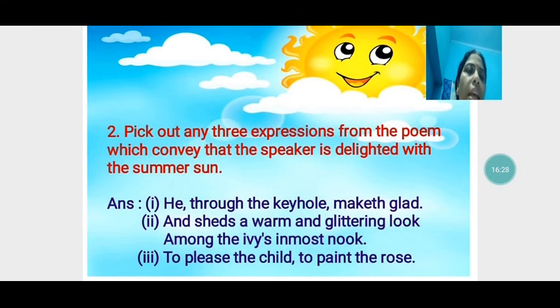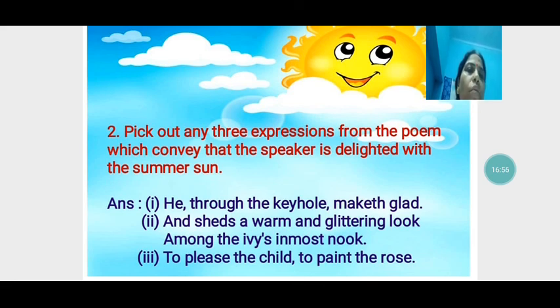Now pick out three expressions from the poem which convey that the speaker is delighted with the summer sun. So you have to find out three expressions that tell you from the poem that the speaker is very happy with the summer sun. Now, he through the keyhole maketh glad. That means when he comes through the keyhole, everyone becomes glad, becomes happy.